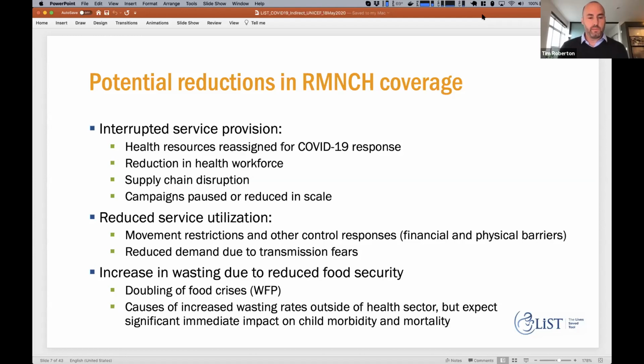Imagine that there will be reduced service utilization. So for example, movement restrictions, other control measures, lockdowns, preventing or disinclining people from seeking care at facilities, creating reduced demand for services. Also, perhaps secondary effects, the lockdown leading to economic deterioration, people's incomes being lower, and that then might bring about financial barriers for people to access care.